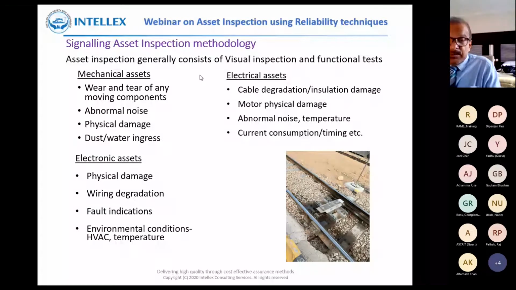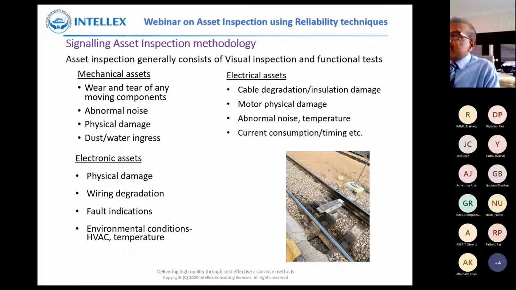Then you do a functional test, and if you hear an abnormal noise, if you have experience with that equipment, you can recognize that it is something abnormal. You need to address it quickly. And obviously, physical damage cannot be detected through reliability analysis. You have to look for it. Then you can look for dust and water ingress, which can cause long-term damage. So those kinds of things you can look at. This is not a definitive list. These are just examples to get a feel for what the inspection would look for.